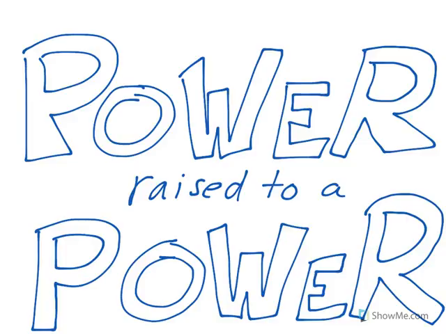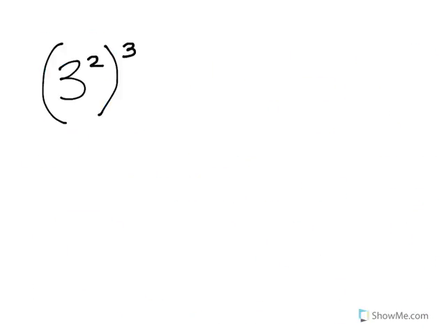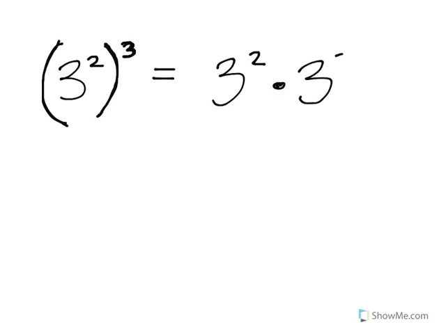Okay, in this tutorial we're going to talk about powers raised to powers. So a little different concept. We're going to go right to it with an example of what I'm talking about here. So 3 squared in parentheses all to the third power. What that looks like: 3 squared times, that's once, 3 squared, that's twice, and 3 squared, that's 3 times.